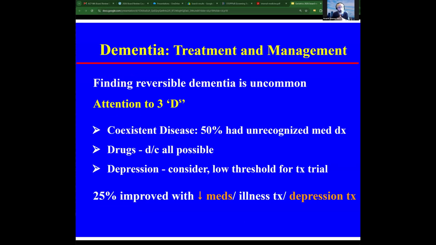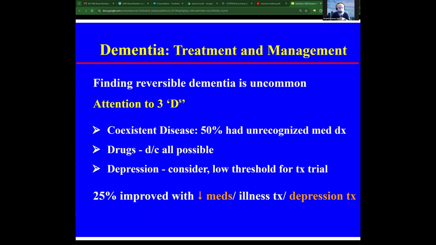When you're thinking about what those are, think about the 3Ds. So drugs, depression, and then a coexistent disease. And with drugs, there is a wide, wide range. And we'll have a question where we'll talk about that in a moment. And then depression, really have a threshold for treatment, thinking about a trial with an SSRI or another appropriate agent. Because again, if you get some benefit and improvement in cognition, that is a huge win.